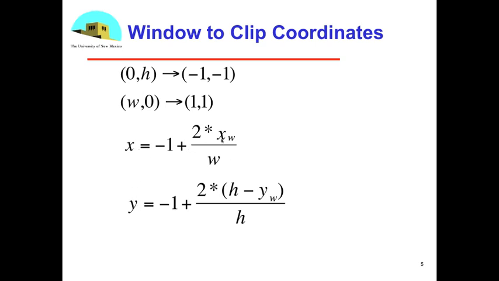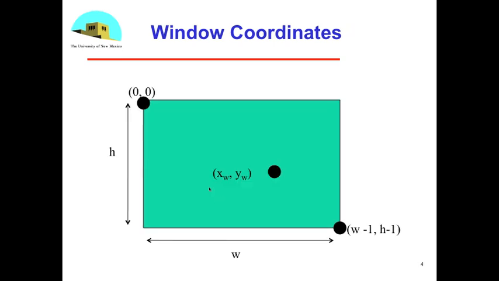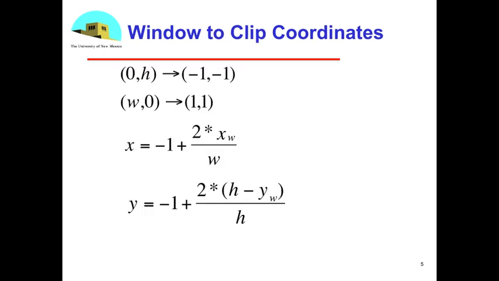And these are the mapping transformations. You can see that when xw is 0, this is minus 1, and when xw is equal to w, then this is equal to plus 1, and likewise. Now for the y, it's a little bit different because you have to move the origin from up here to down here. So all of the y values essentially have to be inverted. If you have a y value, you want to subtract it from the maximum value, the height, and then use that value, so you have this flipping that occurs.